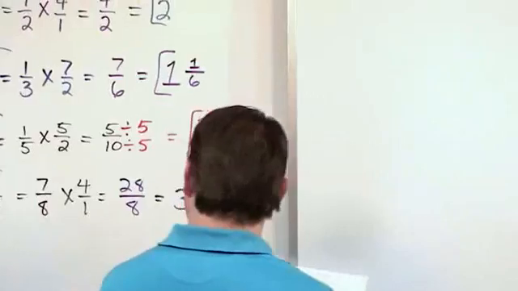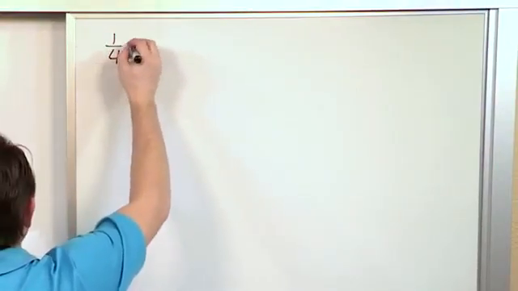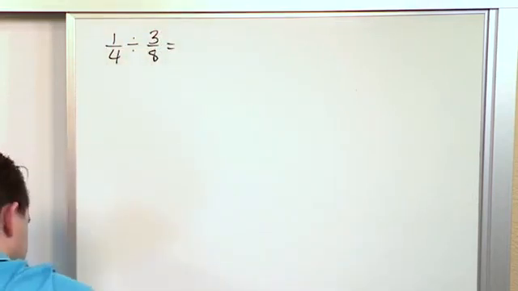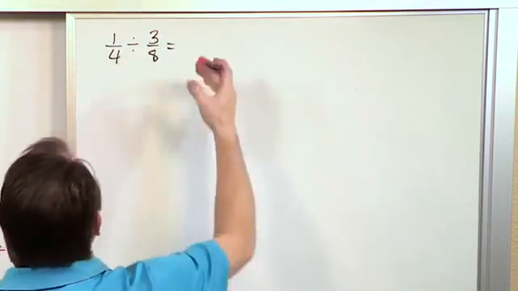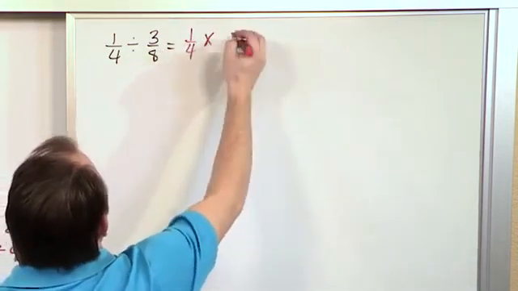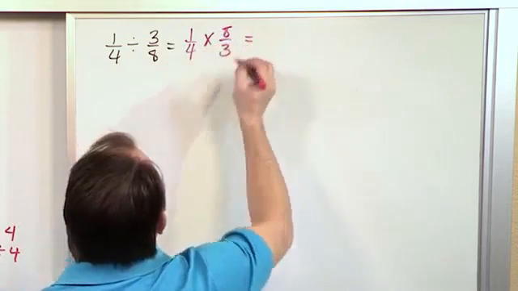Just a few more here just to get a little bit more practice. What if we have 1/4 divided by 3/8? So same story. We leave the 1/4 alone, change the division to multiplication, and flip this fraction over, 8/3.